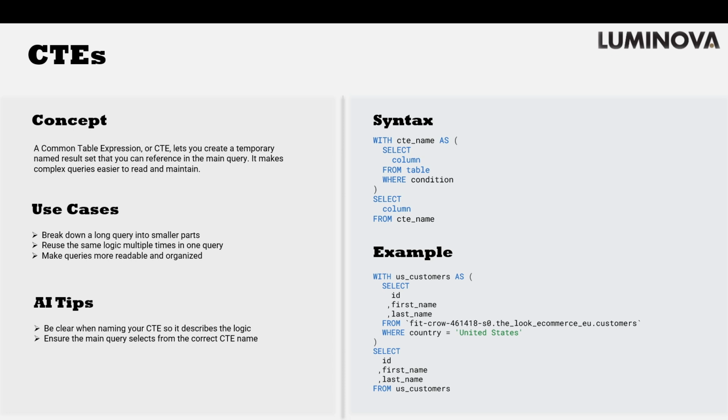Instead of one massive query that is hard to follow, you can define logical steps up front and then select from them cleanly in the final statement. There are three major use cases. First, you can break a long query into smaller parts, making it much easier to understand and maintain. Second, you can reuse the same logic multiple times without copying and pasting the same subquery everywhere. And third, you can make your queries more organized by naming each step in a way that clearly describes the logic.